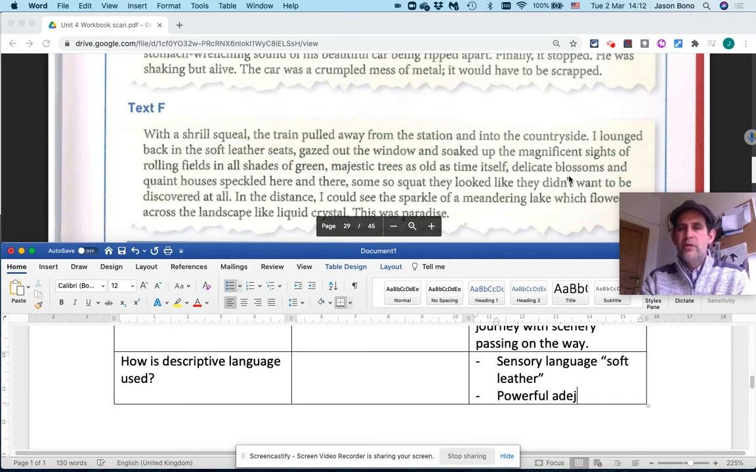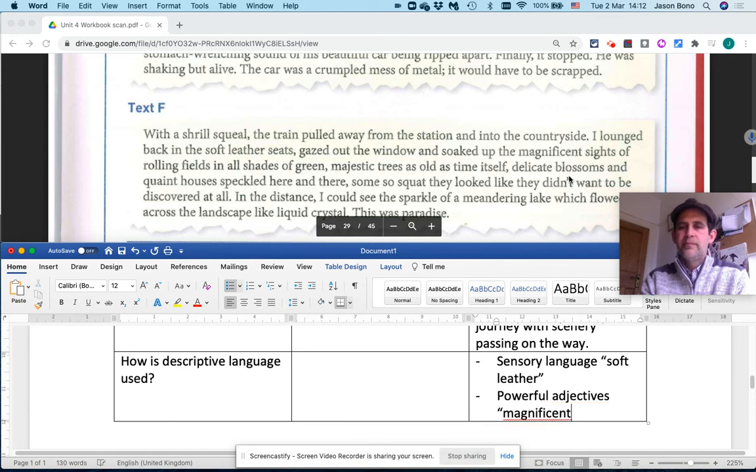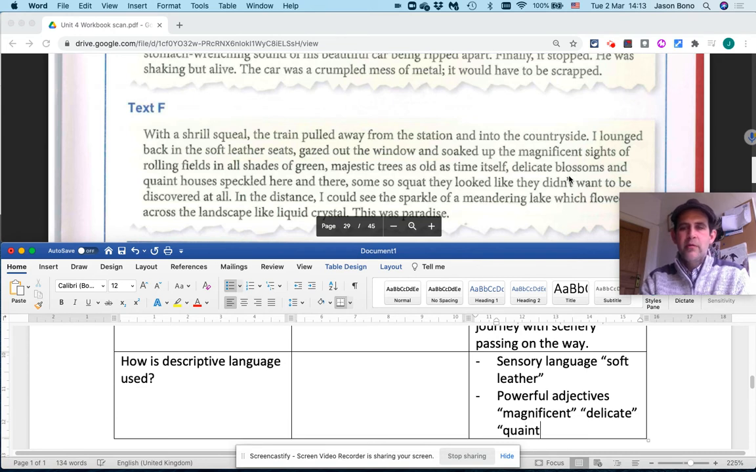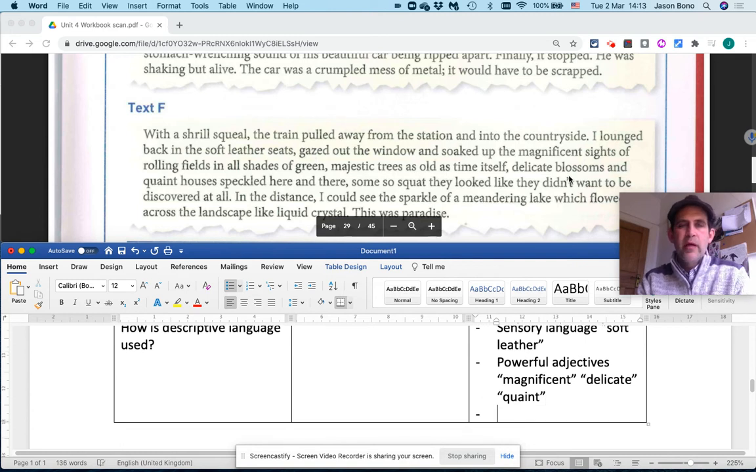powerful adjectives, magnificent, okay, and delicate, and quaint. Okay. But we also have language techniques. We have figurative language. So you'll remember that we're talking about similes, metaphors, personification.